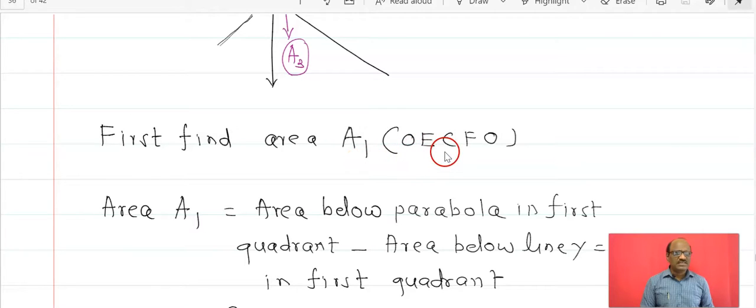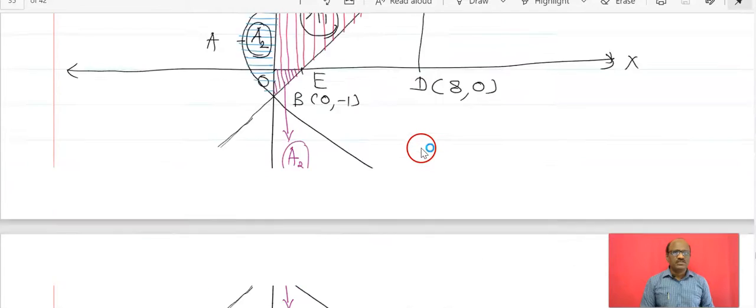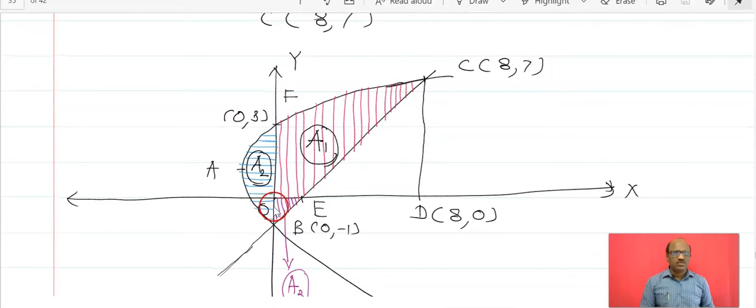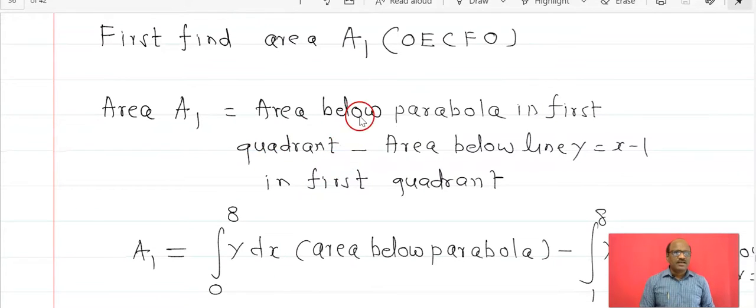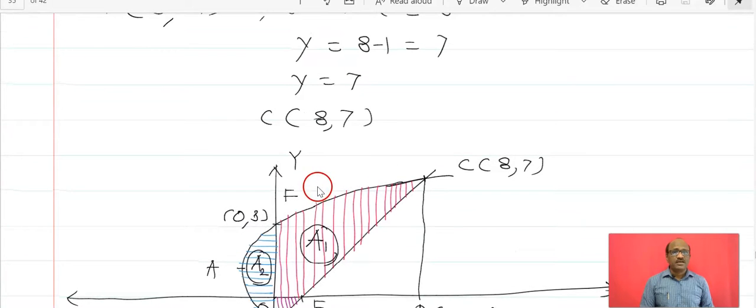O, E, C, F, O. That is the area A1. Now see this here. That is the area below the parabola in the first quadrant minus the area below the line y equals x minus 1. Area below this parabola minus area below the line. That will be the required area A1.